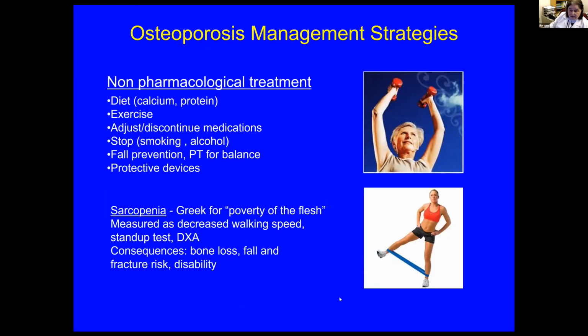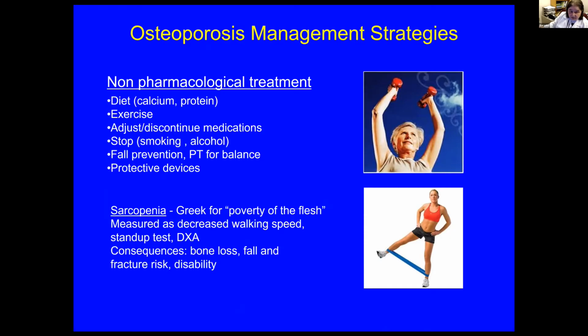So here are the non-pharmacological treatment options that I discussed with my patients. I have a really detailed dietary history, which is very useful. I calculate calcium and protein intake from the report that they give me. I assess their exercise, their medication use, smoking, alcohol, which I usually advise to stop.